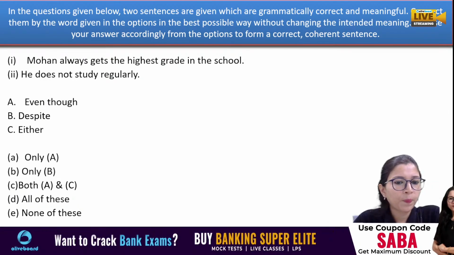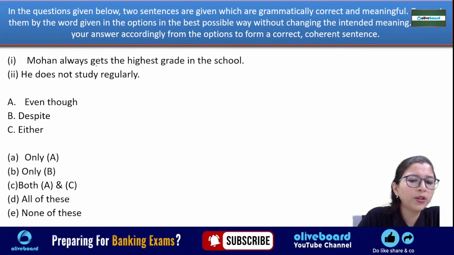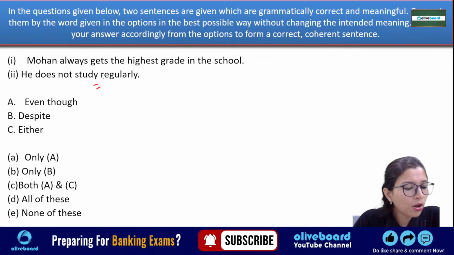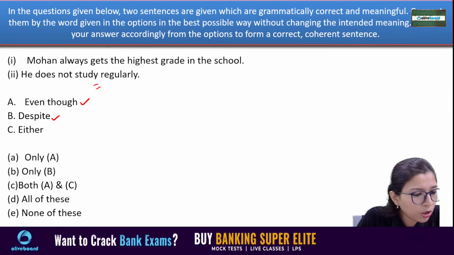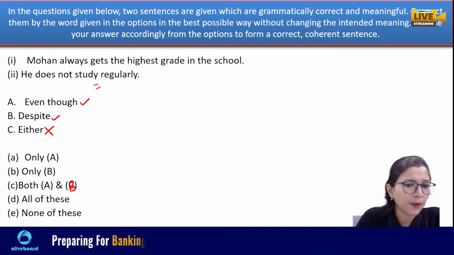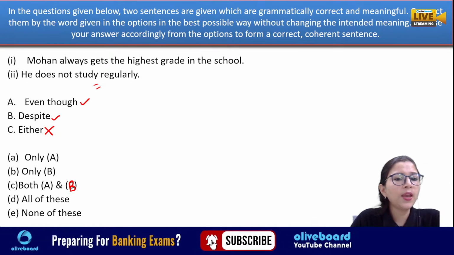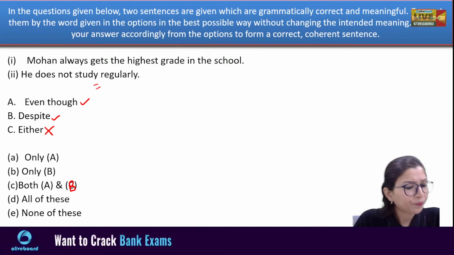Now the second question. Mohan always gets the highest grade in school. He does not study regularly. Now here also we have contrasting sentences only. So we can use 'even though', we can use 'despite' also, both can be used. The confusion here may be because of the options; actually it should be AB. You can also say: Even though Mohan does not study regularly, he always gets the highest grade in school. So that is also correct.